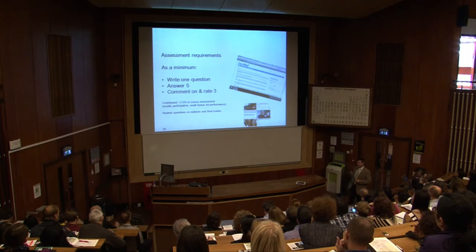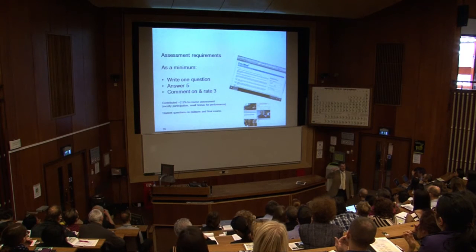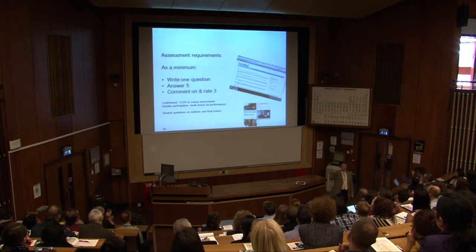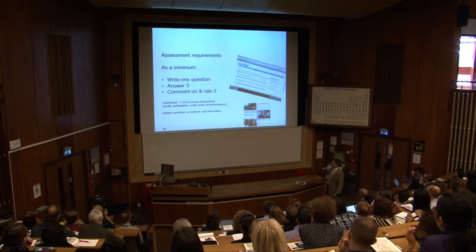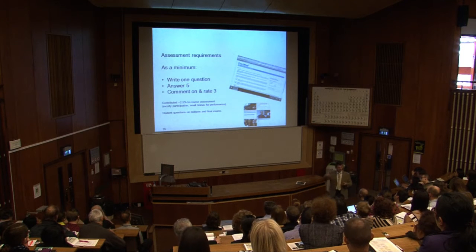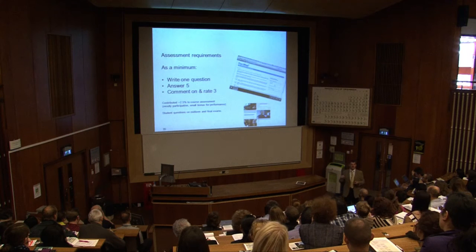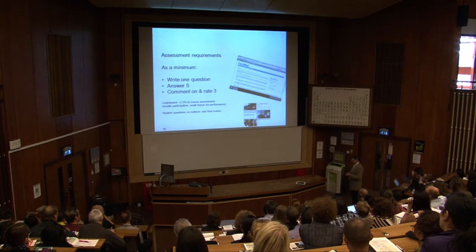What we asked them to do for each assessment was we had minimum participation requirements which would gain them most of the assessment credit. There was a small bonus for performance, but essentially most of the assessment credit was for satisfying minimum participation requirements, which were: write at least one question, answer at least 5 others, and rate and comment on 3 further ones. And each of these assessments contributed 2.5%. So in total, we're talking about a 5% contribution to the course assessment.